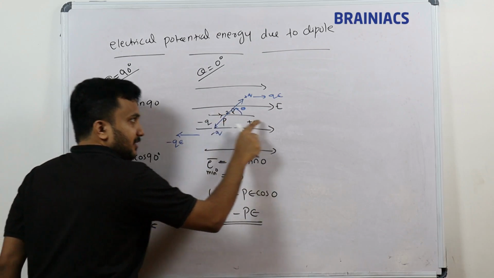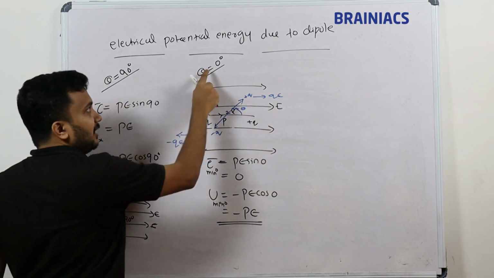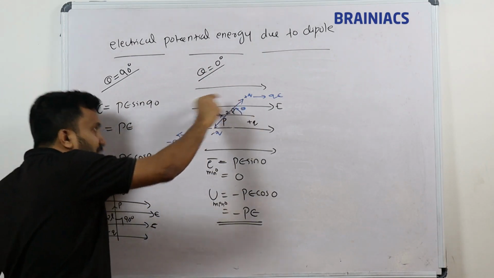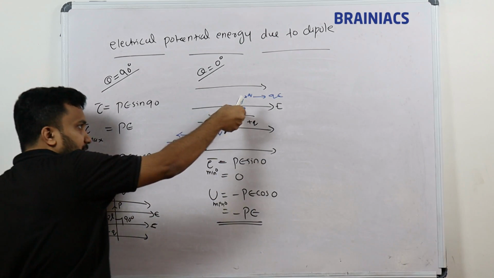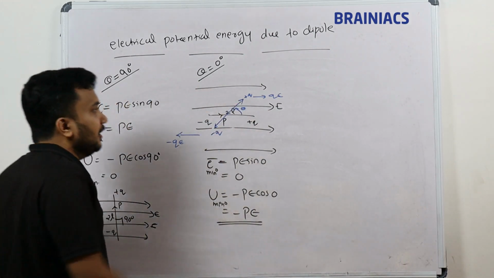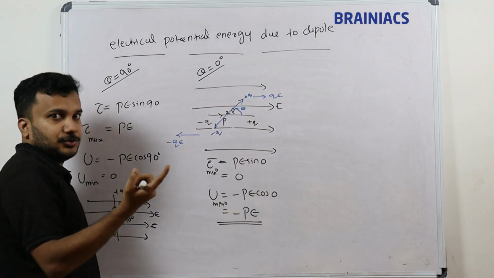Dipole moment is in this direction, P. Electric field is in the same direction. Both are parallel. The angle between them is 0 degrees. Now, if you give a small disturbance to the system, what will happen? If you give a small disturbance, it will rotate like this. So there are forces that will act.